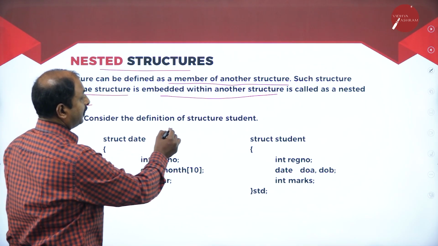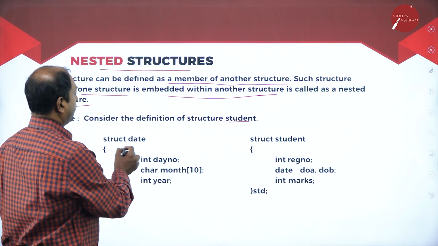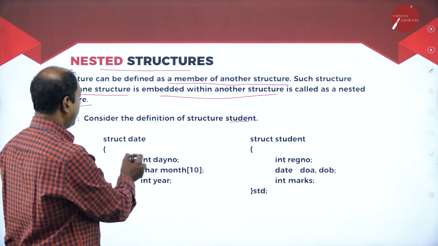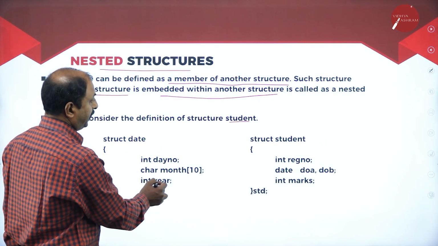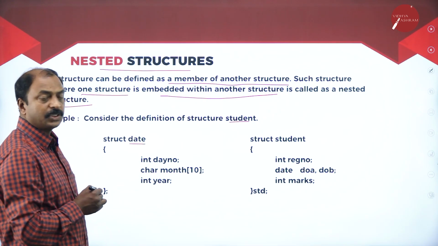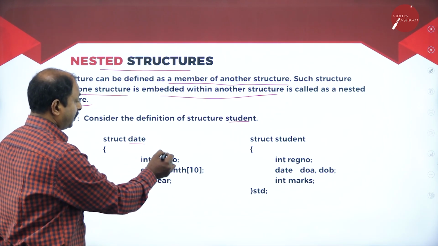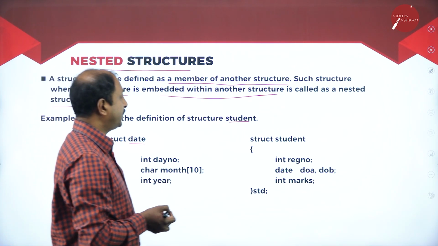Now, the definition of a structure, student. In this example, here is struct date. Here, int day number, character month, and int year. So, in this example, date is the name of the structure, and these are the different members of the structure. Now look at this example here.